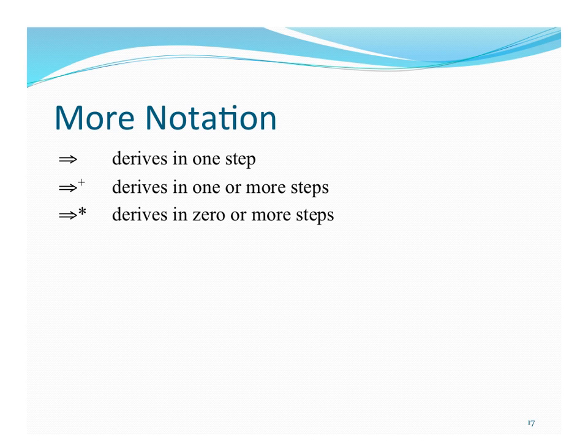More detailed notation. The double arrow by itself means derives in one step, exactly one step. If you stick a plus on it, that means derives in one or more steps. And if you stick a star on it, that means derives in 0 or more steps. This shouldn't be too surprising.